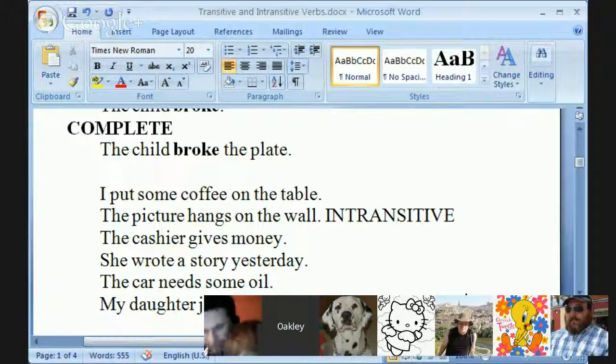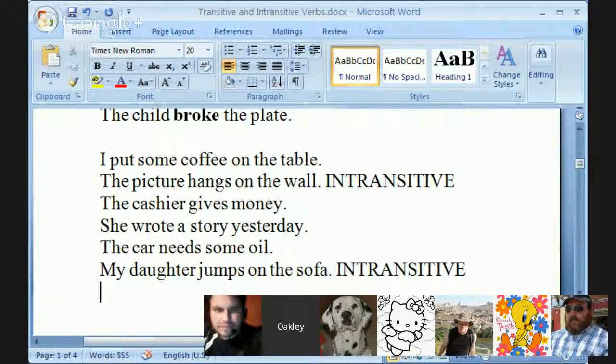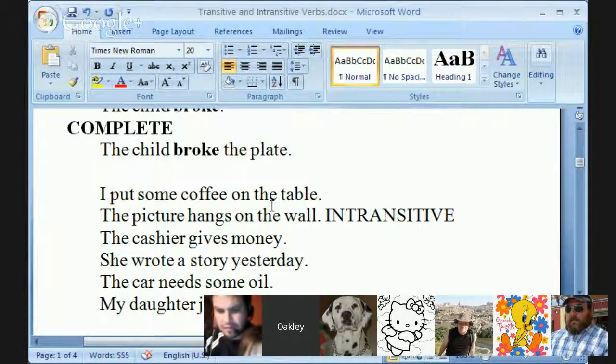Okay. Want to try another one? William? What else does your daughter do? Yes. I don't know. I don't know the difference between intransitive and transitive. Okay. All right. Well, let's look at what we have here.